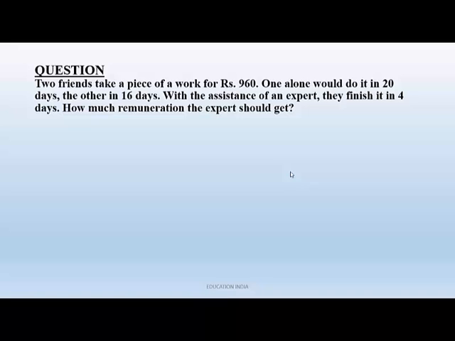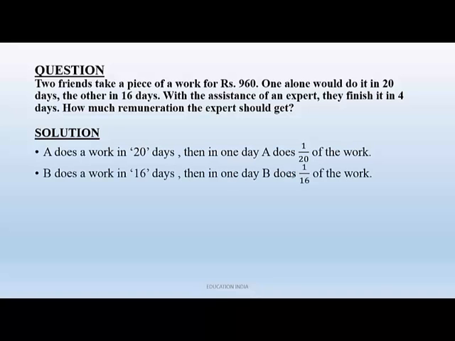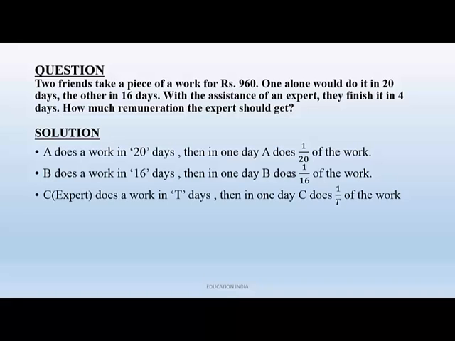The approach for this kind of problem is that we first need to calculate the time required by the expert or the third party. A requires 20 days to complete the work, so the 1 day work would be 1/20. B requires 16 days to do the work, so B does 1/16th of the work in 1 day. Let's assume that C requires T days to complete the work alone, so the 1 day work of the expert C would be 1/T.